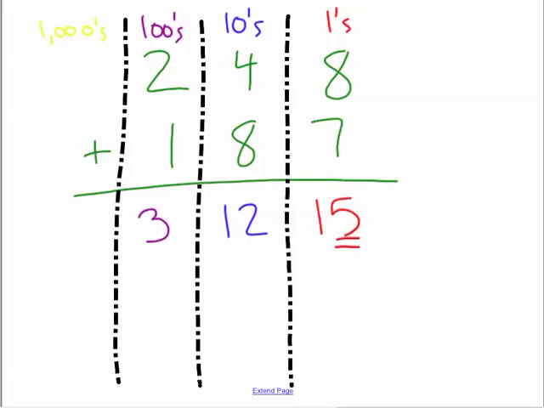So we take our 5 ones, and we drop it straight down. And we take 10 ones, and we move them over into the tens column. So we no longer have 12 tens, we actually have 13 tens, and we still have 3 hundreds.